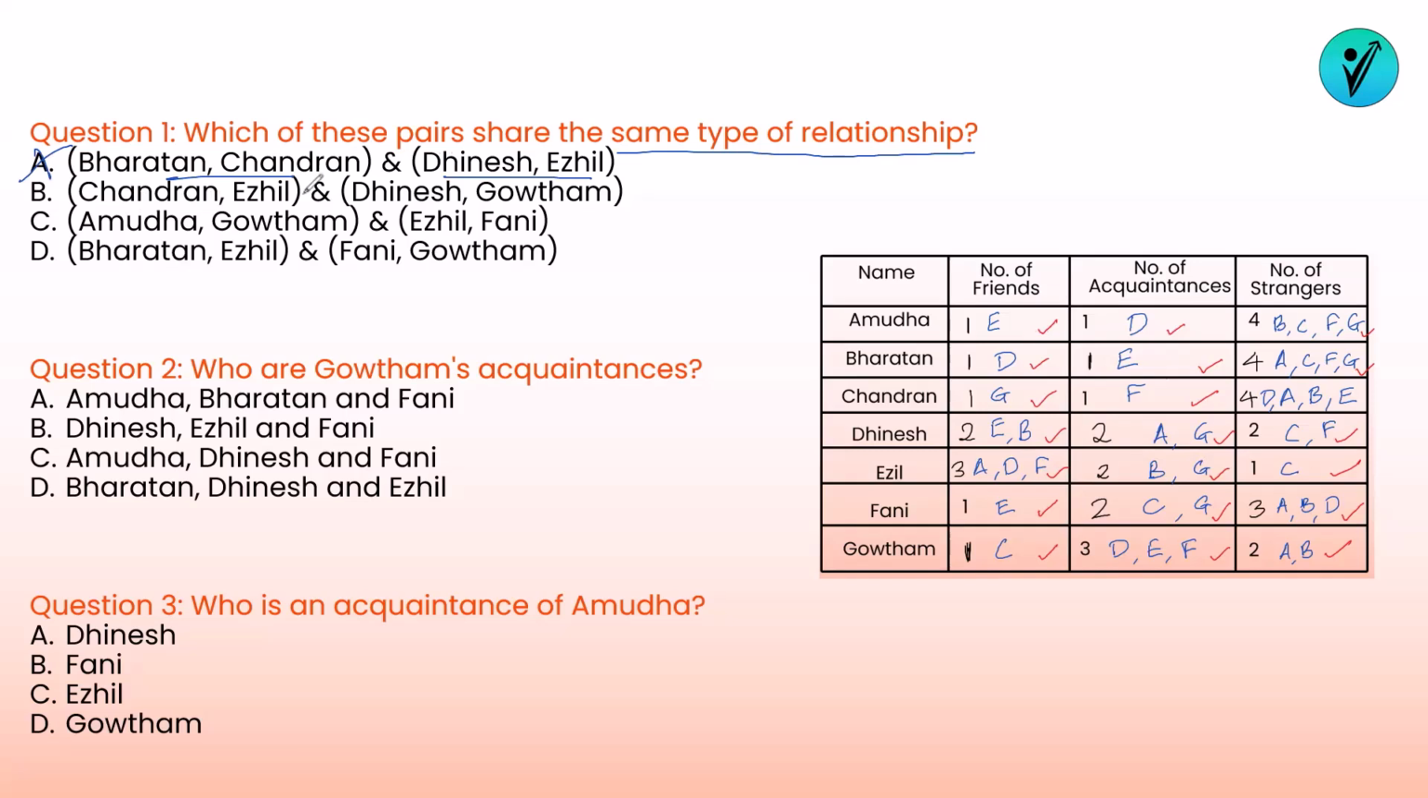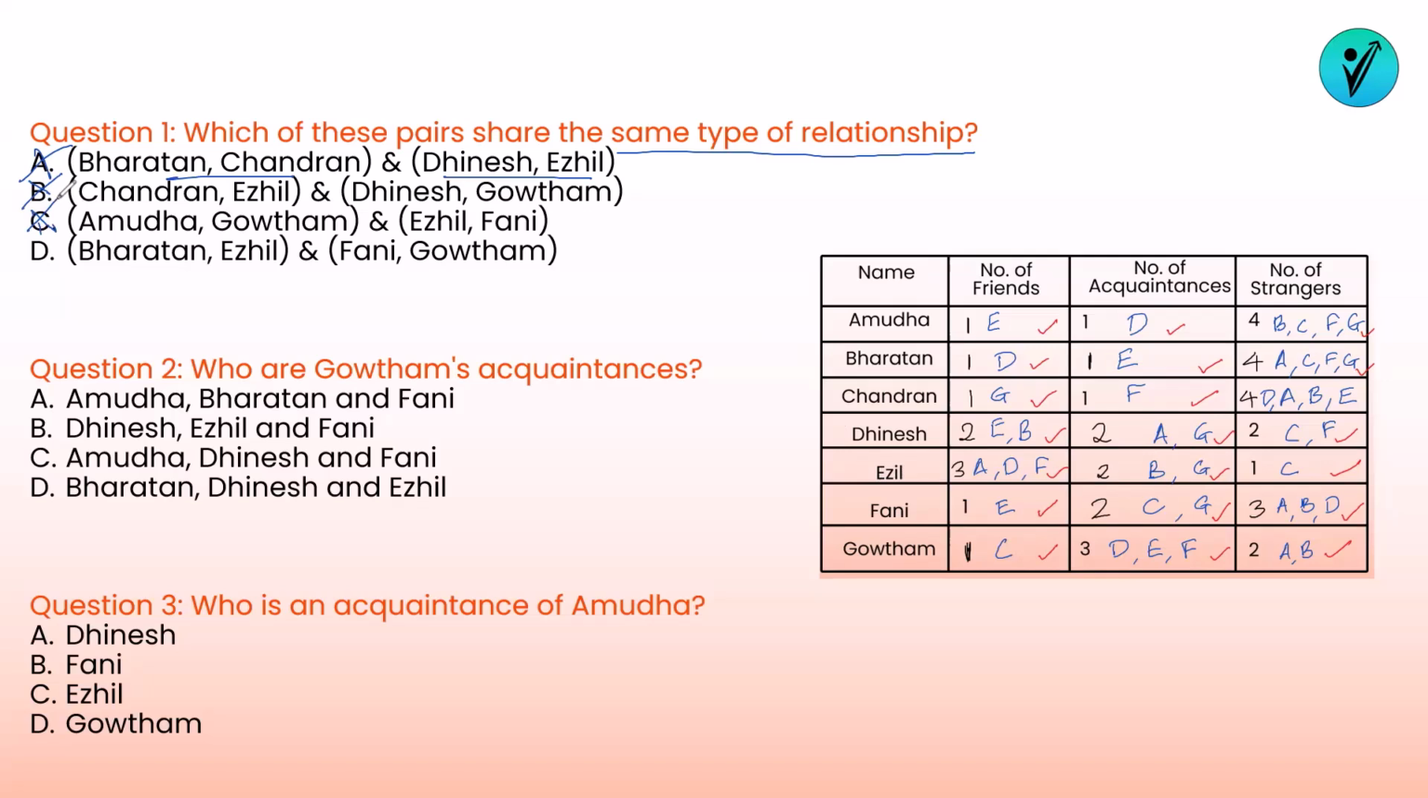Let's take a look at CE and DG. C and E are strangers. D and G are acquaintances. So B cannot be an answer either. Let's take a look at option C, AG. So A and G are strangers. EF. E and F are friends. So cannot be an answer.